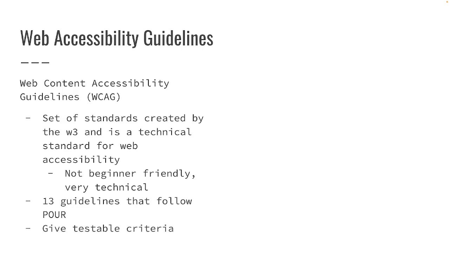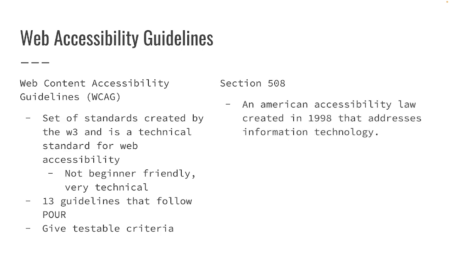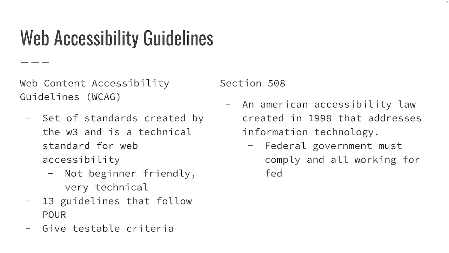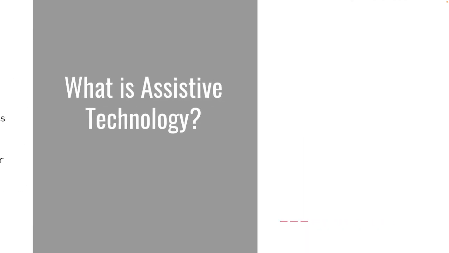They also give us testable criteria so that we can actually test our pages, and they give us a standard to follow. On the other hand, we have Section 508, and this is part of the American Accessibility Law, like I said, created in 1998. It addresses information technology as a whole. So all federal government websites and technology, and anybody who is contracting or working with the Fed, has to follow these guidelines. And they're created with 20 sections that directly follow the WCAG, like I stated.